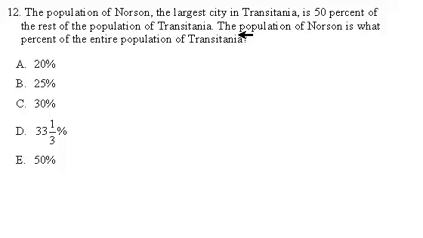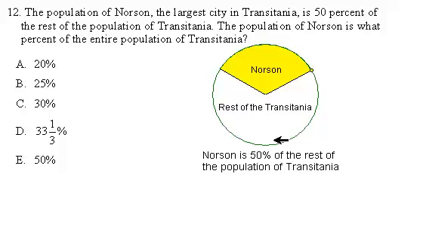A little pie graph will always help to answer the question. So I have a pie graph here. Now this one is the Norson. This Norson is the city, and its population is 50% of the population of the rest of the country. To understand this better, I'm going to make a little drawing, dividing this pie graph like this, and you can see what is happening here.